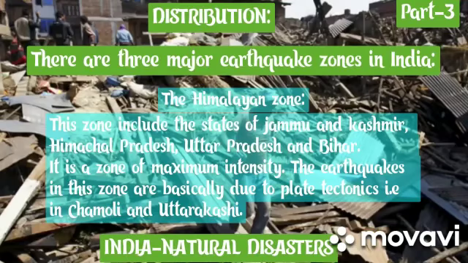The distribution of the earthquakes. There are three major earthquake zones in India: the Himalayan zone, the Indo-Gangetic zone, and the Peninsular zone. The Himalayan zone. This zone includes the states of Jammu and Kashmir, Himachal Pradesh, Uttar Pradesh, and Bihar. And this zone is a zone of maximum intensity. The earthquakes in this zone are basically due to plate tectonics. That's in Chamoli and Uttarkashi.